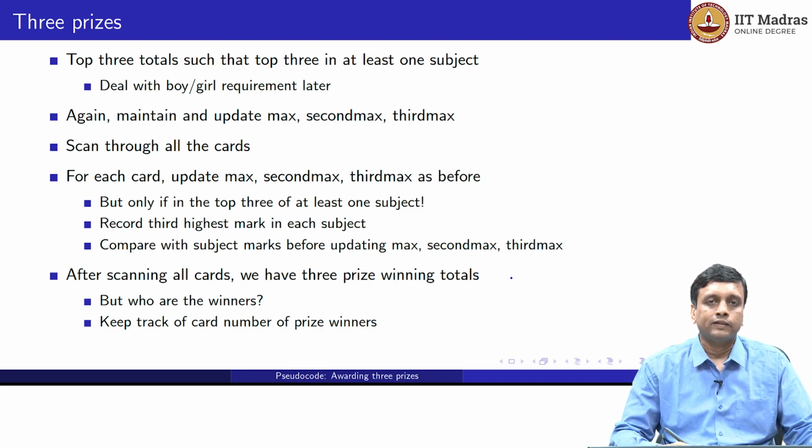So we need to keep track of the ID of the card which contributed this maximum. So we need to keep track of the card number of the prize winners along with the marks of the prize winners as we go along. So that is another difference between the 3 prize version of finding the top 3 and finding the top 3 in a given subject.